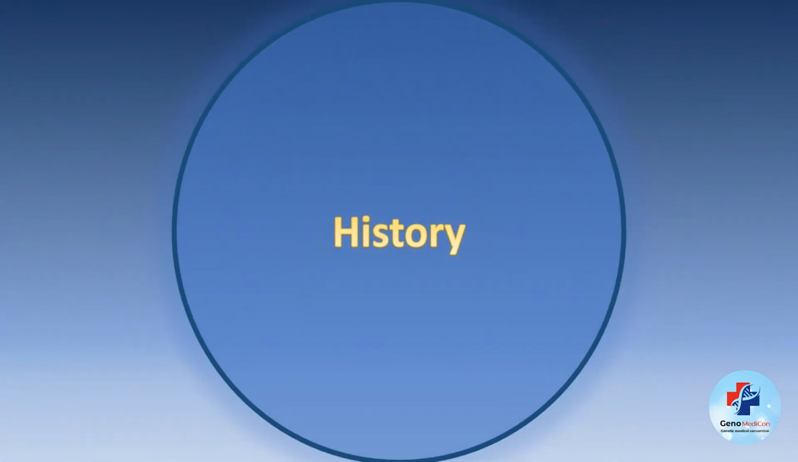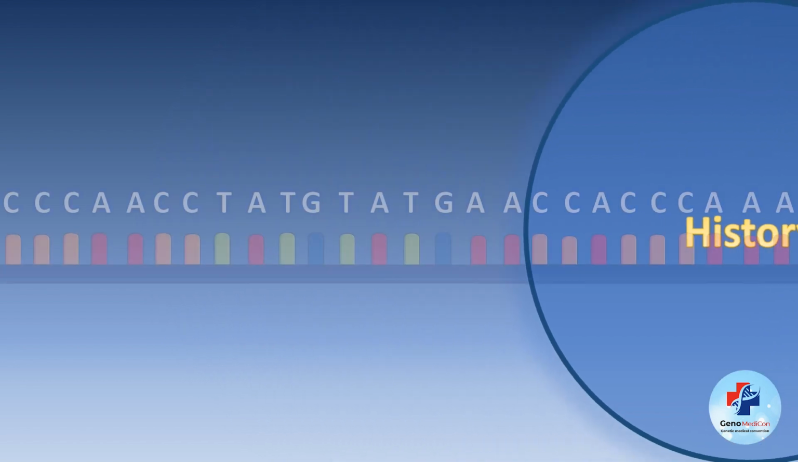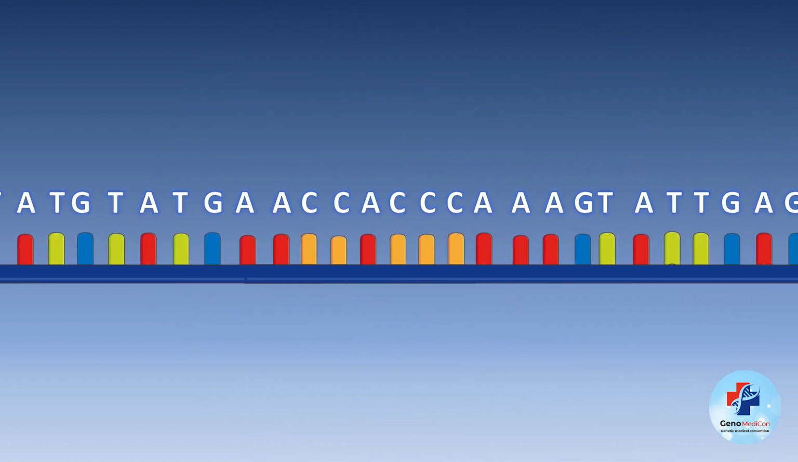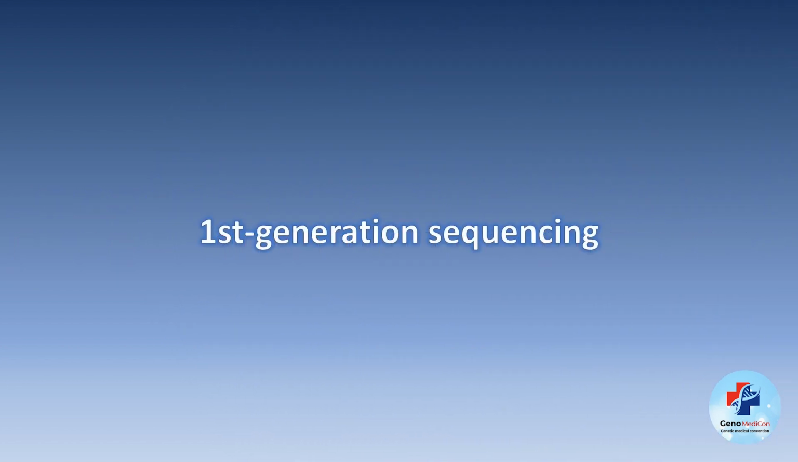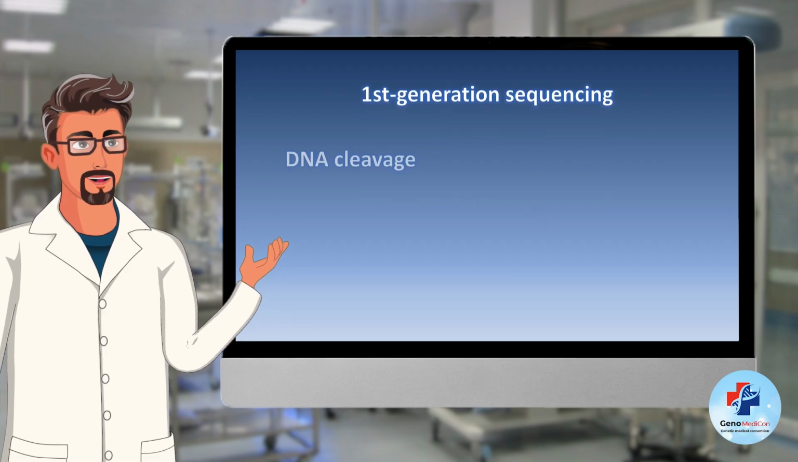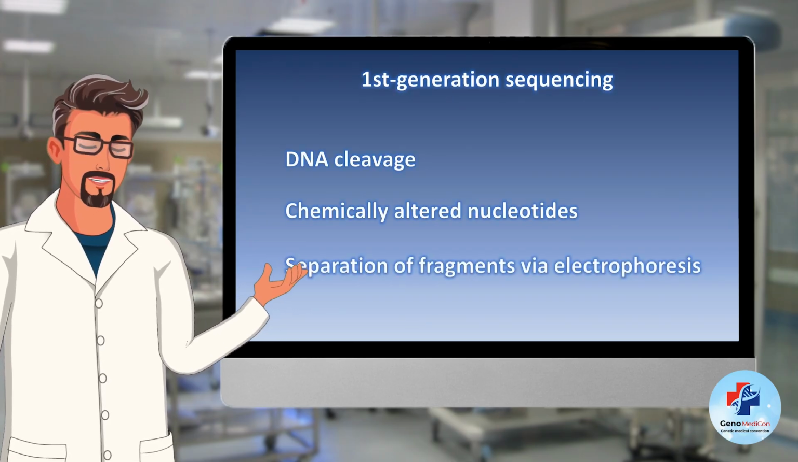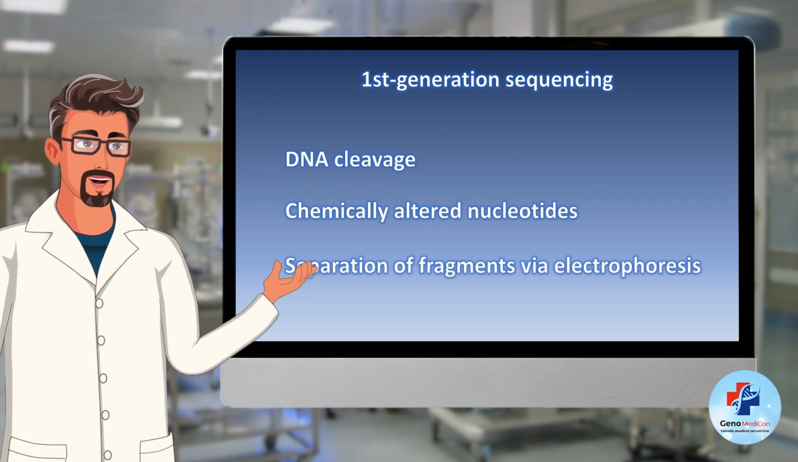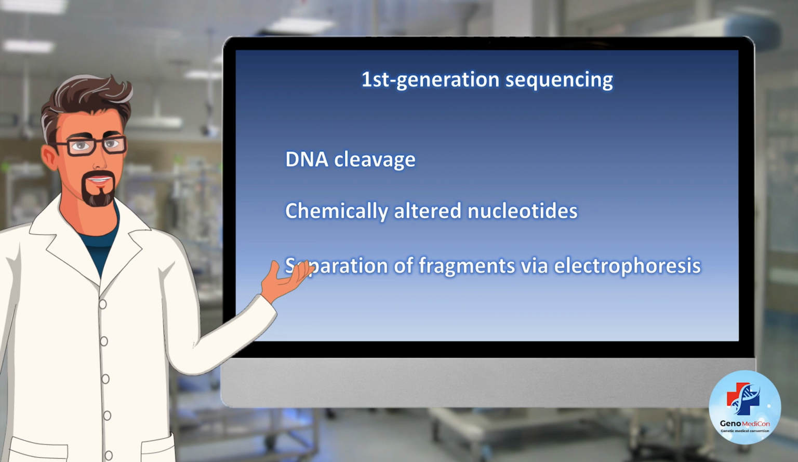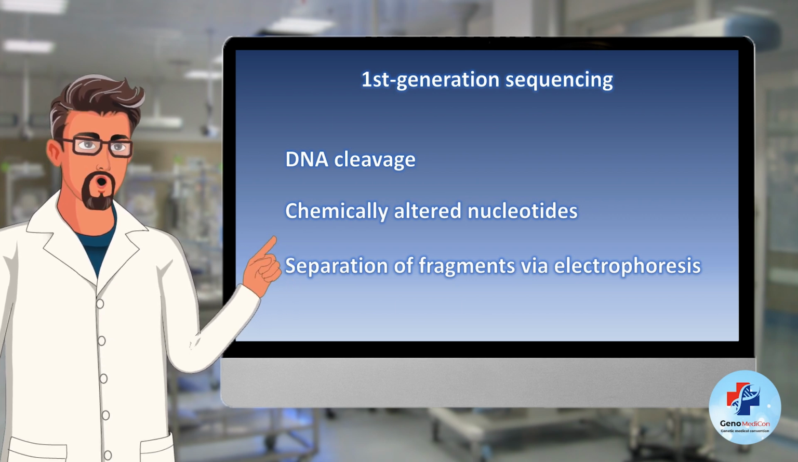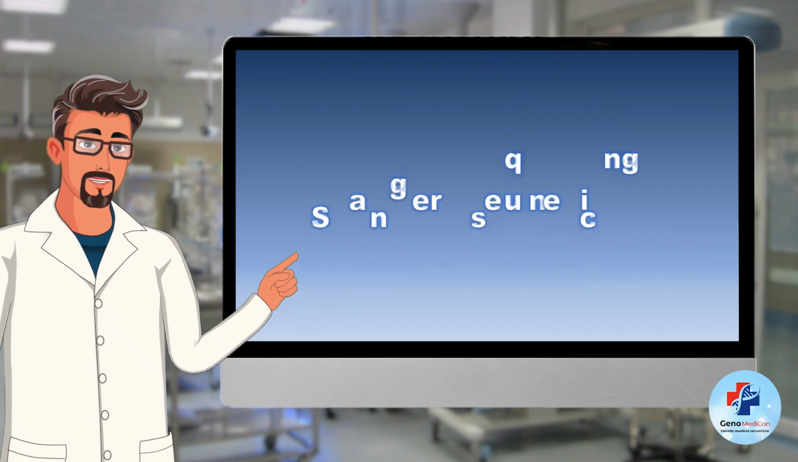Historically, the early attempts to determine the identity and correct order of bases present in a DNA fragment, referred to as first-generation sequencing, involved the cleavage of DNA fragments and using chemically altered nucleotides, followed by the manual separation of fragments generated via electrophoresis. These methods gradually evolved into a relatively applicable and somewhat scalable method called Sanger sequencing.